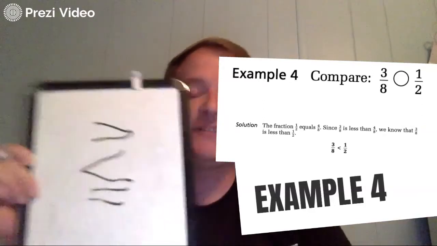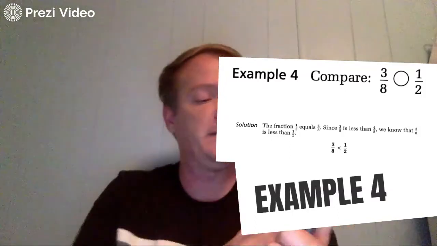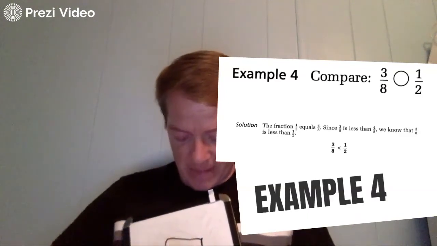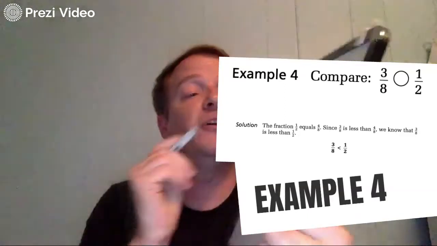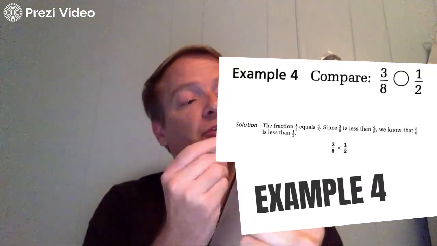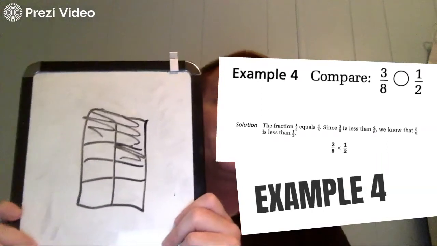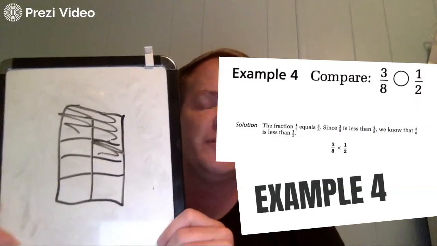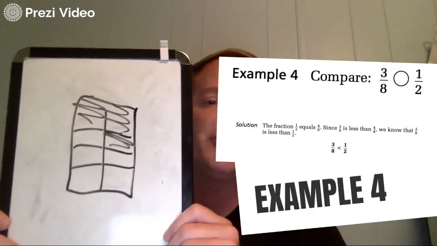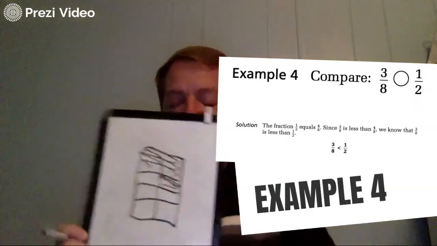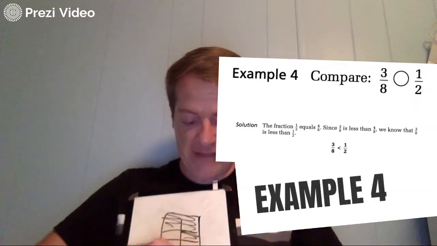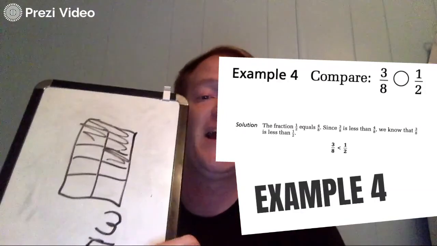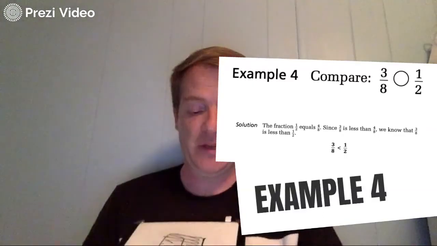So when I have 3/8, I'm going to make a rectangle, and I'm going to divide it up into 8 equal pieces. I'm going to shade 3 of those in because your numerator is always the amount that are shaded in. Now, I'm going to look at that. Does that look like half of my shape is shaded in? No, actually it's a little less than half. So I know that when I have 3/8 over here, it is going to be less than 1/2.